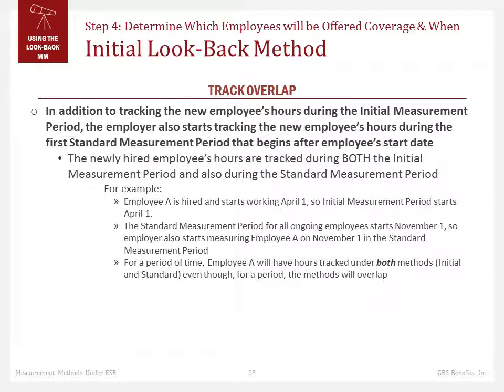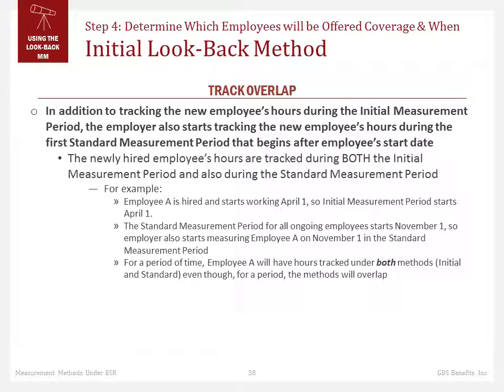So track overlap just explains that in addition to tracking the new employee's hours during the initial measurement period, the employer also starts tracking the new employee's hours during the first standard. We've talked about this probably ad nauseum for some of you. But again, the idea is you start immediately tracking under the initial measurement period, and as soon as you hit your first standard measurement period after hire, you're also going to start tracking their hours under the standard as well.